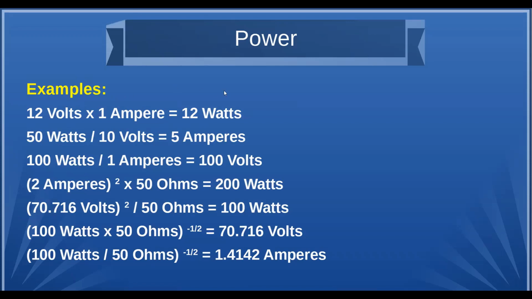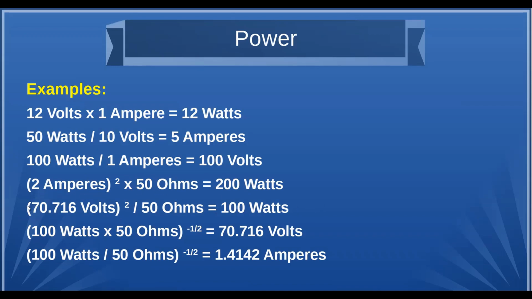So some examples of power calculations. If I've got 12 volts at 1 amp, it's 12 watts. If I had 50 watts at 10 volts, there's 5 amps of current. If I had 100 watts at 1 amp, it's 100 volts because I'm dividing power by current. If I want watts and I know current and I know resistance, I square the current. So it's 2 amps squared times 50, or 200 watts. Likewise, if I want watts and I know voltage, I square the voltage divided by the resistance and come out with 100 watts.